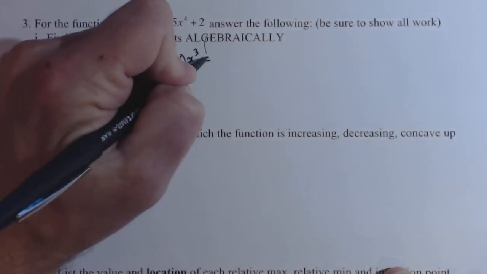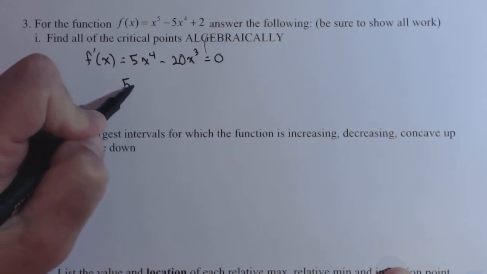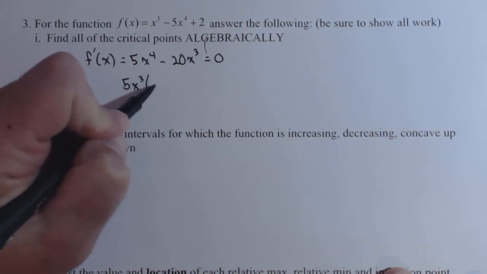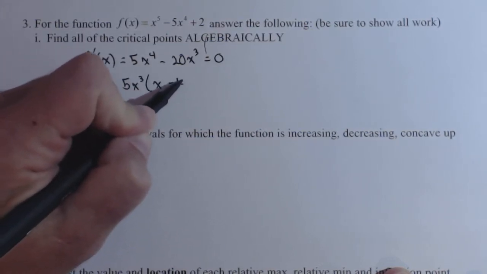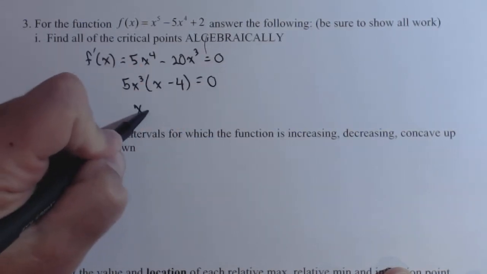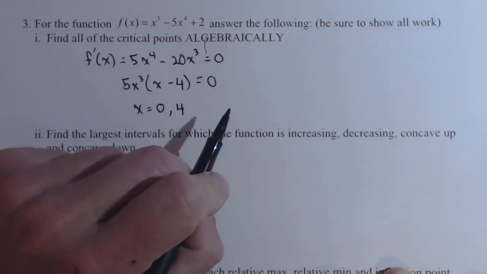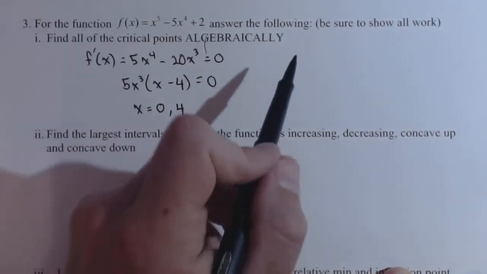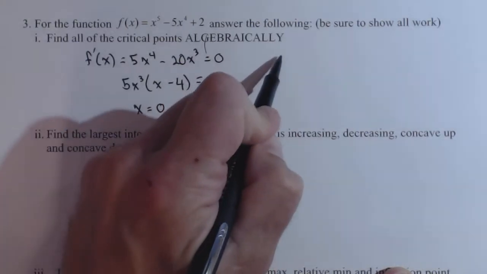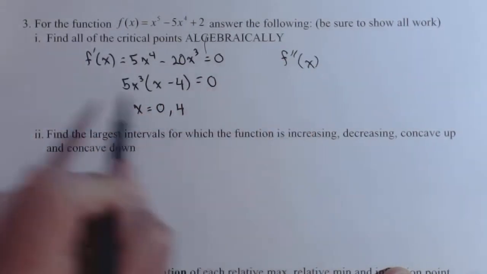And we set this to 0 to find all our critical points. We can factor out a 5x cubed, which is going to leave us with x minus 4 equals 0. And we see we have critical points at 0 and 4. Now, for right now, I am also going to do it for the second derivative because I know it's going to get used later in this problem. And we have some room.